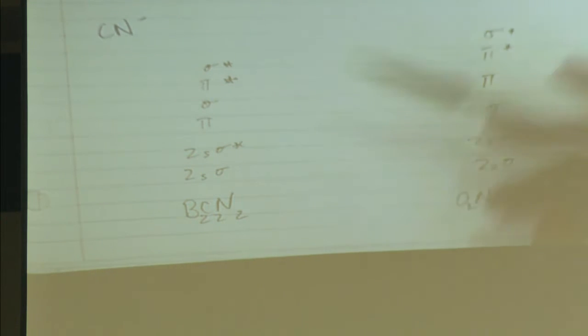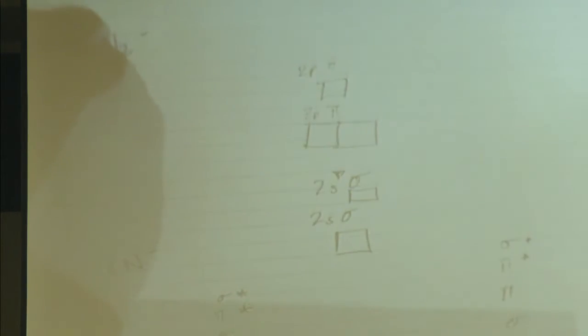All right, so we're going to be using this way. So let's set it up. We have 2s sigma. We have 2s anti-bonding sigma. So this is going to be 2p pi. It's going to be 2p sigma. Then we're going to have the pi again. 2p pi anti-bonding. And then 2p sigma anti-bonding.